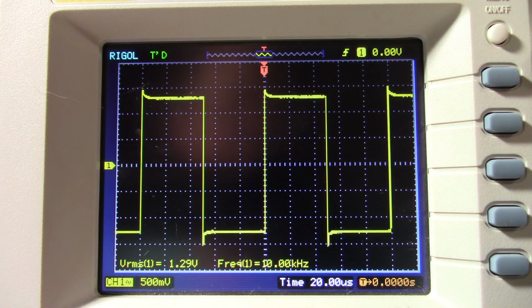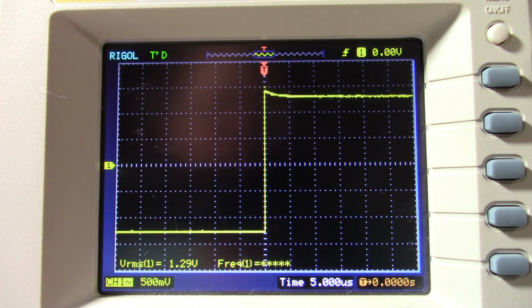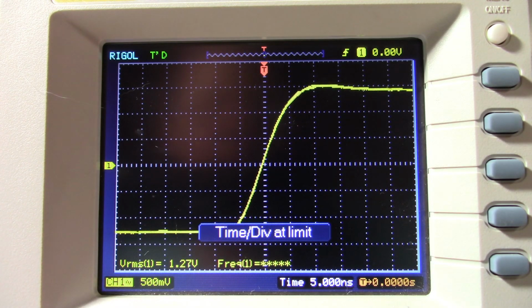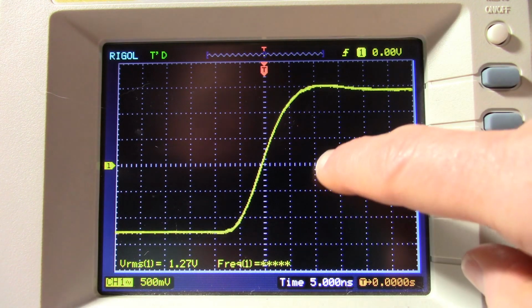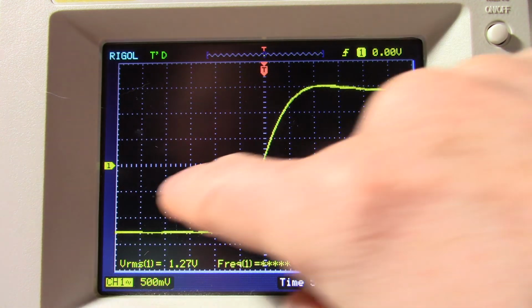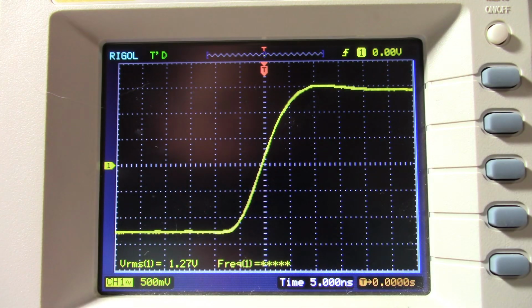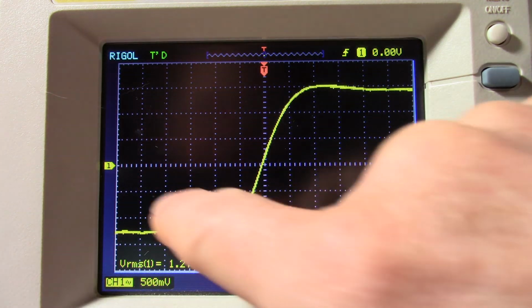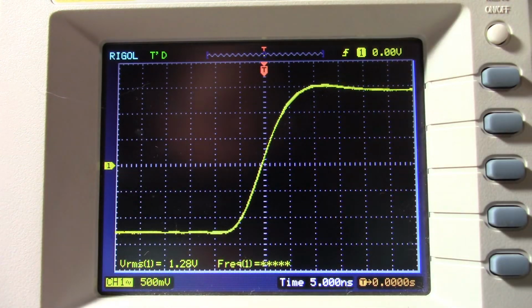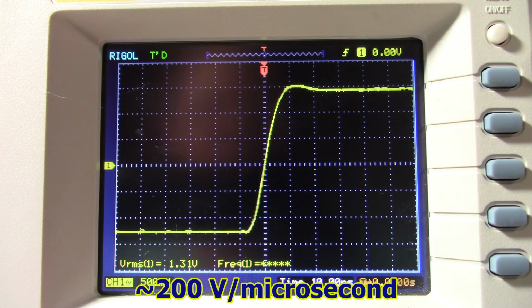Looks like there's significant overshoot. Let's look at that closer. Yeah, it does overshoot a little bit. And look at this here. If you remember when I was testing from the scope's square wave output, at the fastest horizontal time setting, it was almost a horizontal line. So you can see that this is way faster. This chip is way faster.